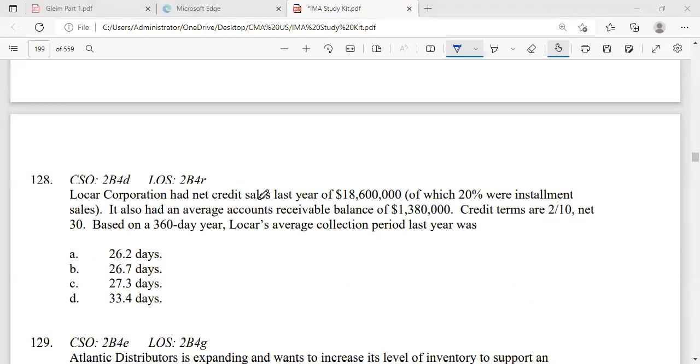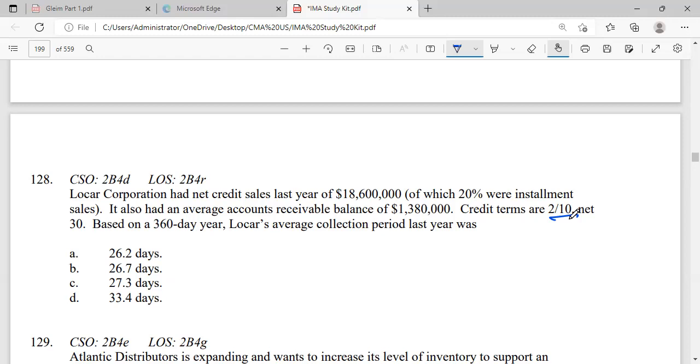Lokar Corporation had net credit sales last year of 18.6 million, of which 20% were installment sales. It also had an average accounts receivable balance of 1.38 million. Credit terms are 2/10, net 30. So 2/10, like you can get a discount of 2% if you prepay it in 10 days. And the balance, if you pay it in the remaining days, you don't get a discount. Then, based on a 360-day year, Lokar's average collection period last year was. Now, what's going to be the average collection period?